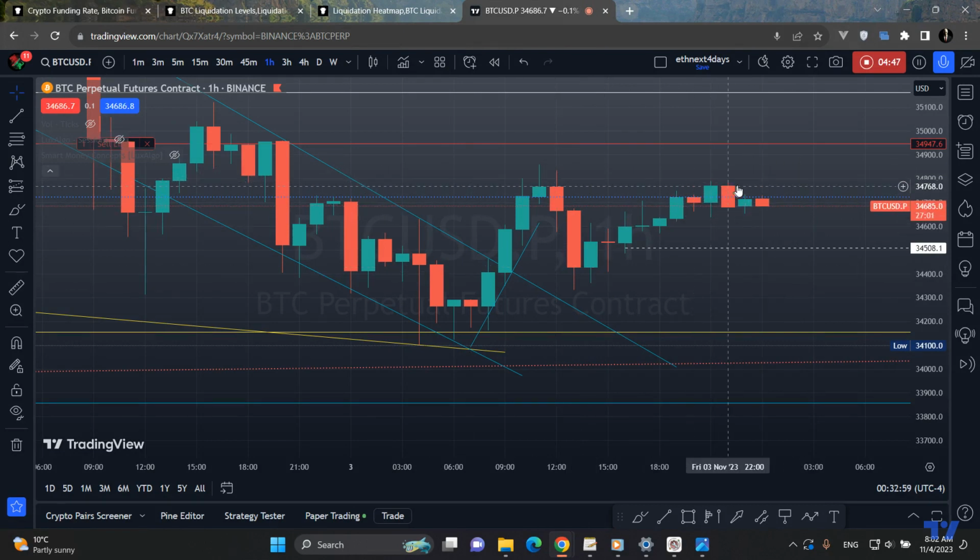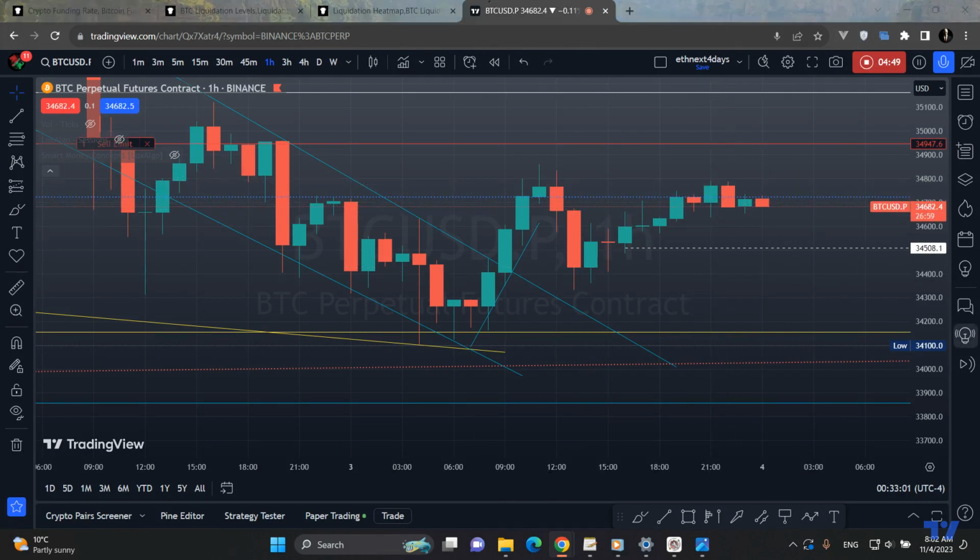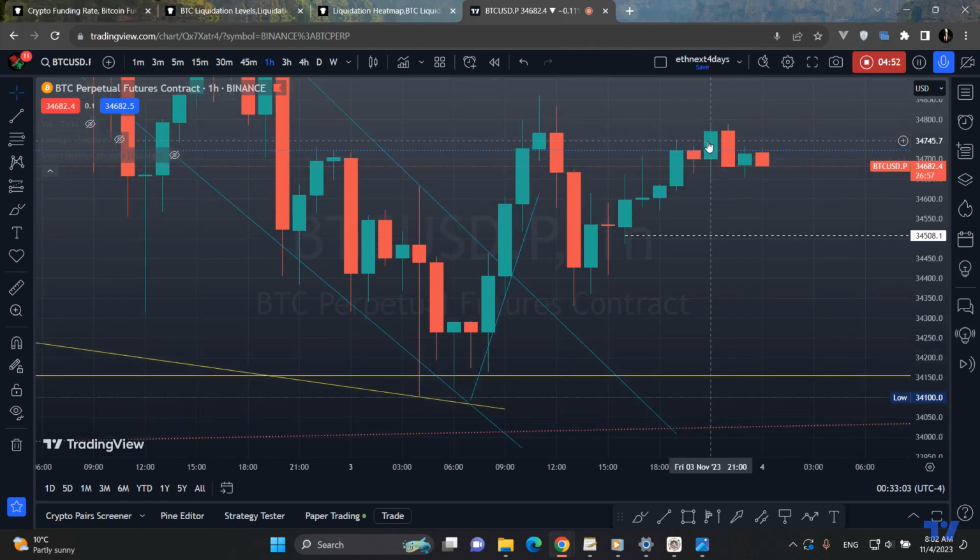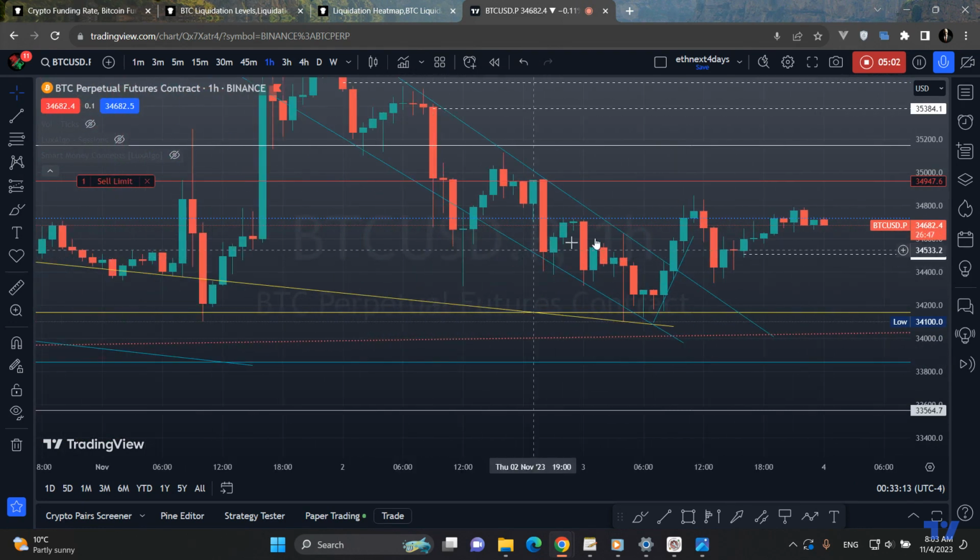What happened here is we got rejected around here. This is an engulfing candle right now, as you could see. This green candle is inside this red candle, and right now this confirms that we want to come down again. So this breakout looks like a fake out, especially if we come down.